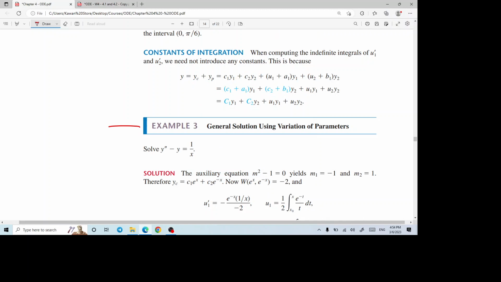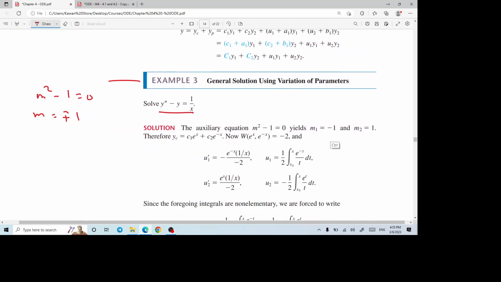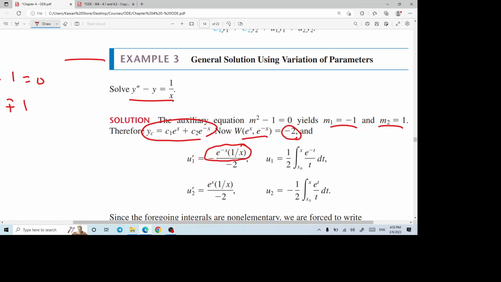Okay. Welcome back again. So how do we solve this example? Of course, we are going to use first the auxiliary equation. So we have m squared minus 1 equal to 0, so m is equal to plus minus 1. Am I right? That's all we have, and here's the auxiliary solution. But sometimes the integrals are not easy, not elementary. So when we find W1 and W2, we got minus 2. When we find W1, we got that one, so the integral of that one is not easy.